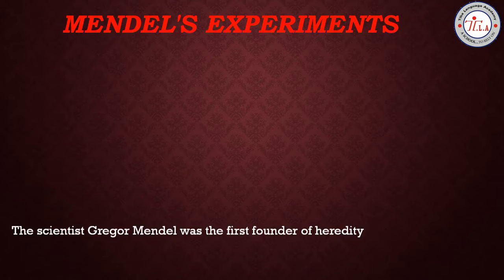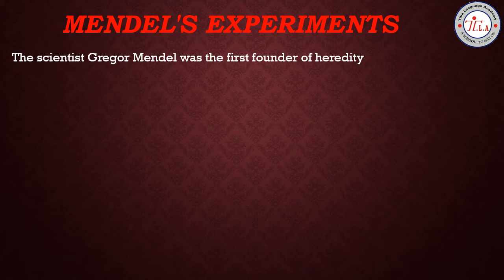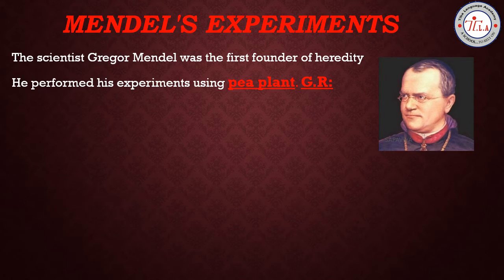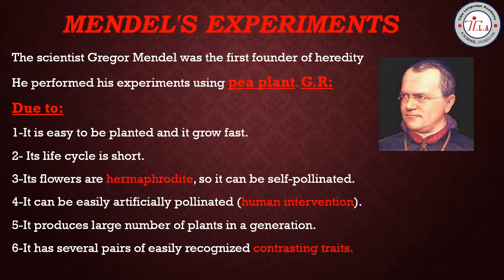Mendel's experiments. The scientist Gregor Mendel was the first founder of heredity. He performed his experiments using pea plants. Why? Due to, number 1, it is easy to be planted and it grows fast.